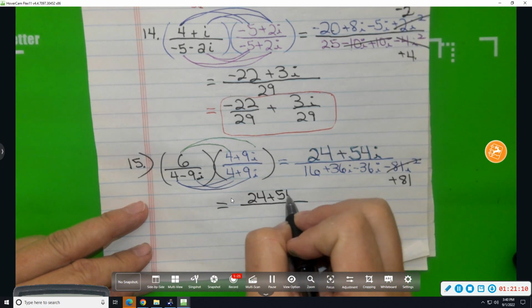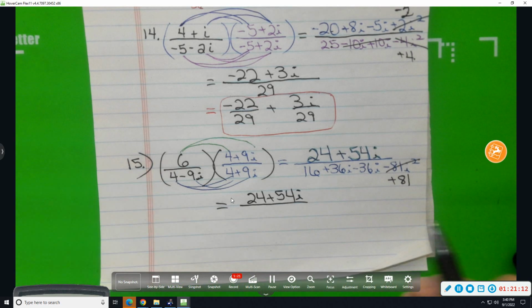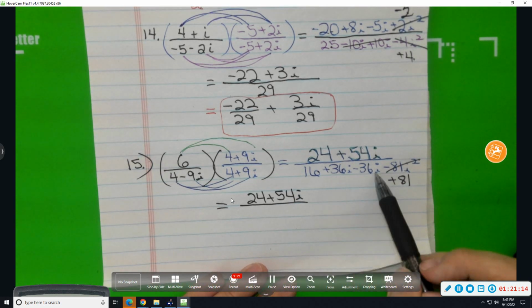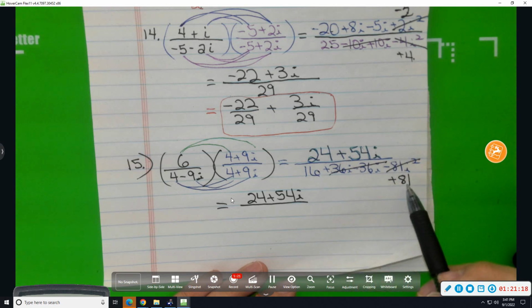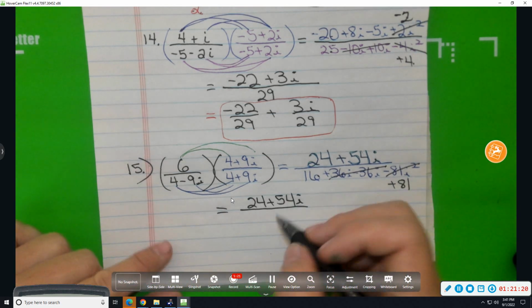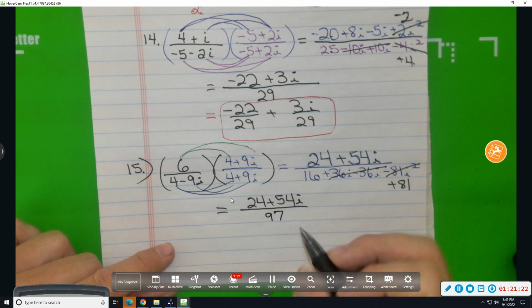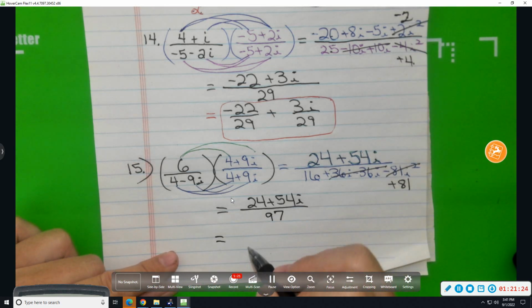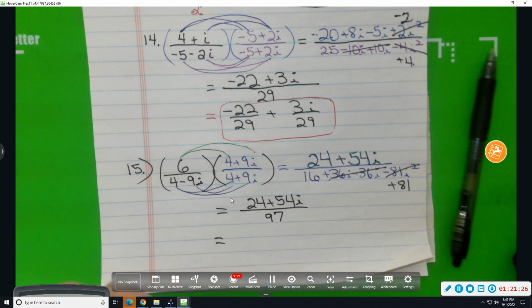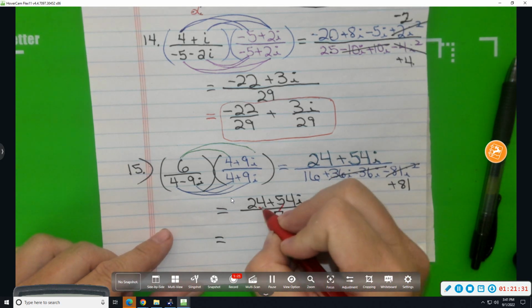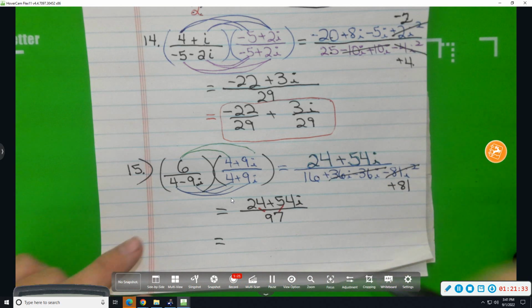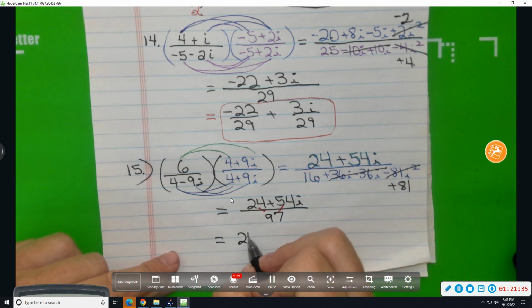Okay. 24 plus 54i on top. What have we got on bottom? 97. Well, first of all, the 36i minus 36i is gone. And then 16 plus 81, I agree with 97. And because we can't simplify it, we have to separate. So we have 24 over 97.